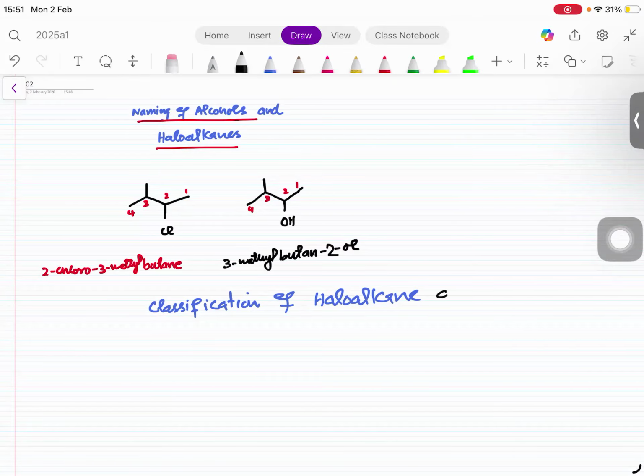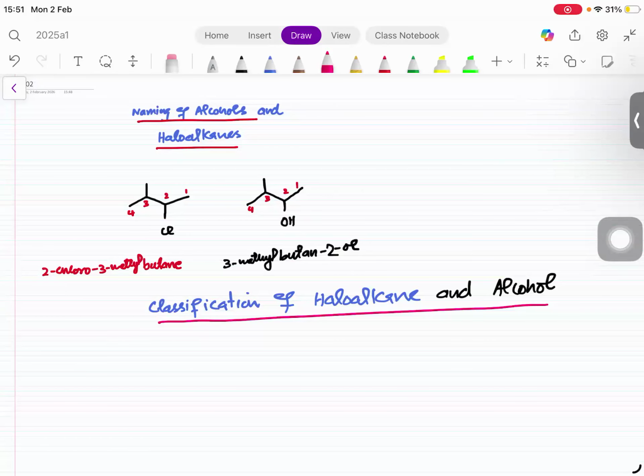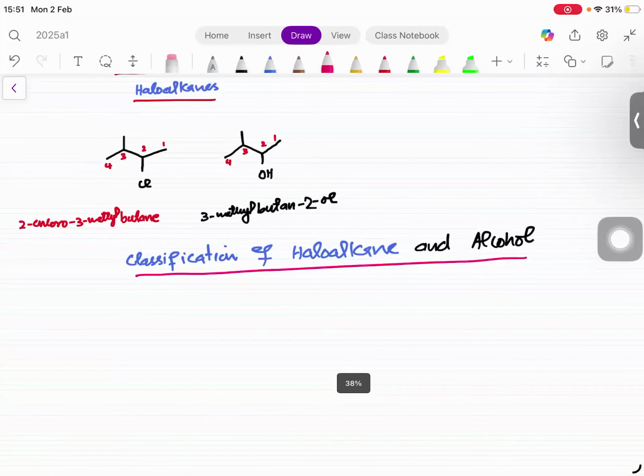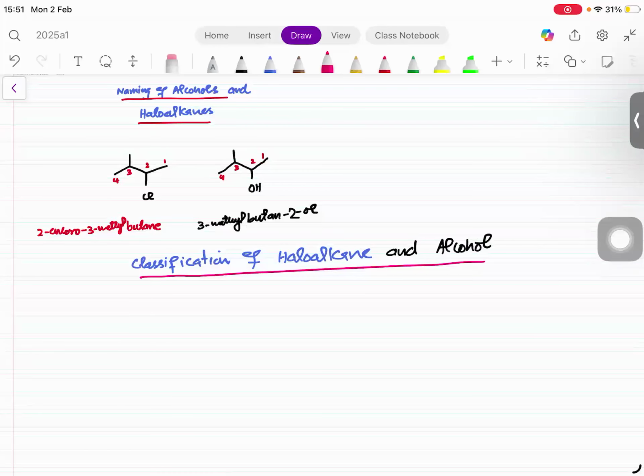First thing, before going to the next group, we have to do the classification of haloalkane and alcohol. Classification of haloalkanes and alcohols. Yes, we are continuing with the classification of haloalkanes and alcohols. Okay, look at this. Please pay attention and stop writing.